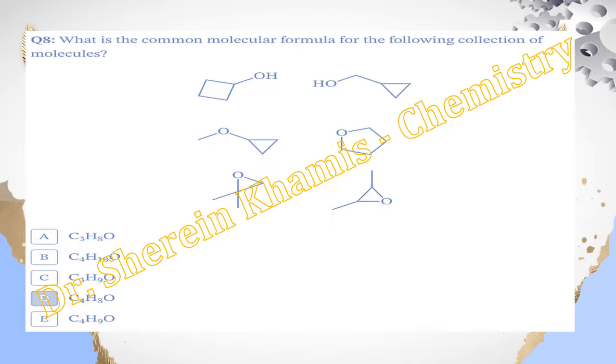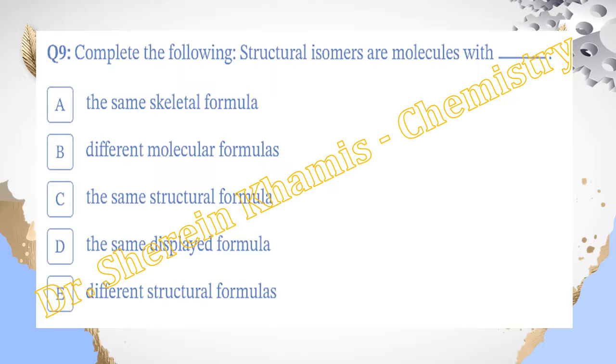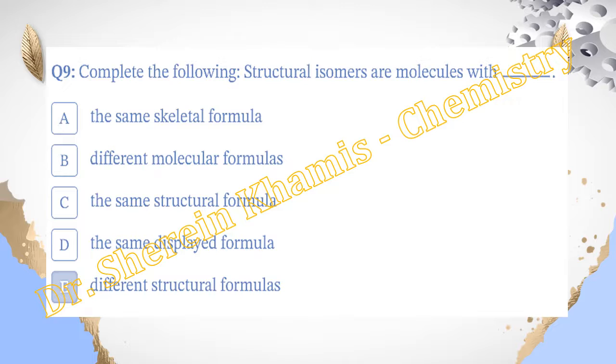Let's go to question 9. Question 9 says: complete the following, structural isomers are molecules with... I think it's easy. From the definition, structural isomers are all different in the structural formula. Choosing: same skeletal formula, no; different molecular formula, no; same structural formula, no; same displayed formula, also no. They have different structural formulas. Yes, this is the right answer. Letter E, structural isomers are molecules with different structural formulas.